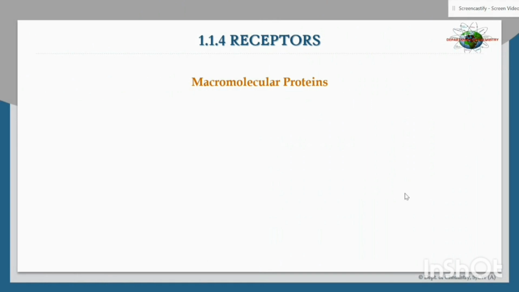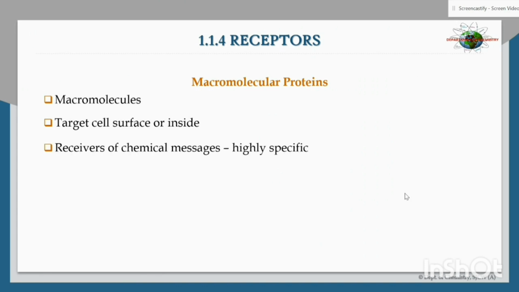What are receptors? Receptors are macromolecular proteins which are present either on the cell surface or the inside of a cell. They are the receivers of messages carried by the drugs or the naturally existing ligands. They are the receivers of chemical messages which are highly specific. They can only bind to specific ligands or drugs.